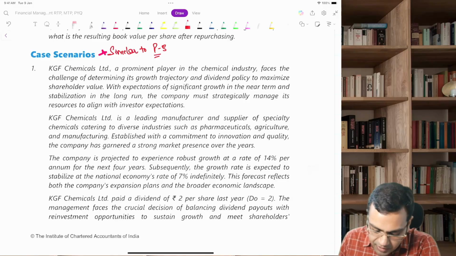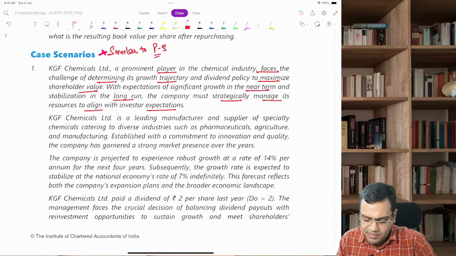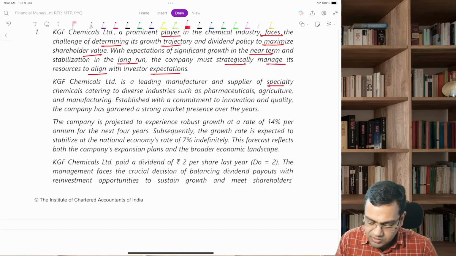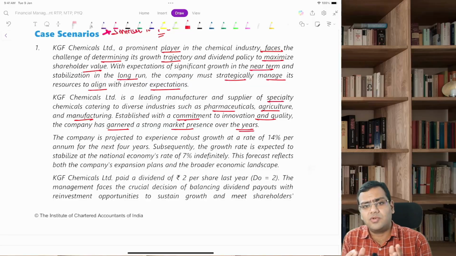Let's see. KGF Chemicals Limited, a prominent player in the chemical industry, faces the challenge of determining its growth trajectory and dividend policy to maximize shareholder value. With the expectations of significant growth in the near term and stabilization in the long run, the company must strategically manage its resources to align with investor expectations. Again, nothing as such relevant. KGF Chemical is a leading manufacturer and supplier of specialty chemicals catering to diverse industries such as pharmaceuticals, agriculture and manufacturing. Established with a commitment to innovation and quality, the company has built a strong market presence over the years. Again, just the history about the company, nothing relevant from the dividend point of view.